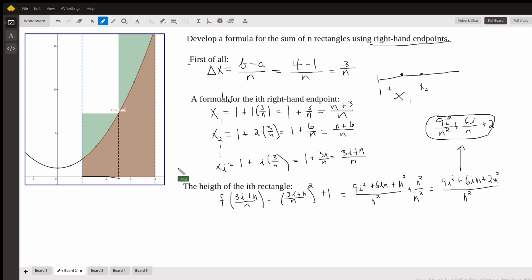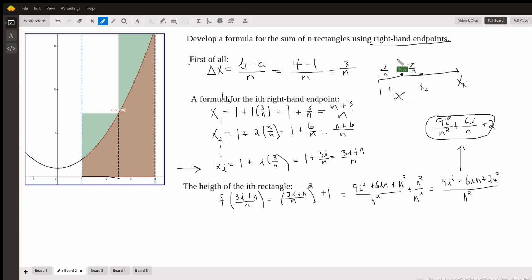And then here's a formula for the ith right-hand endpoint, 1 plus i of these 3 over n's. That takes you out to here somewhere. So this is x of i. We've added on i of these 3 over n's.